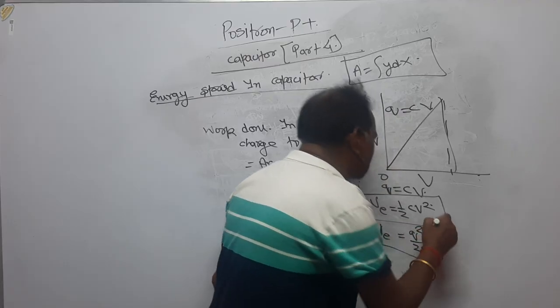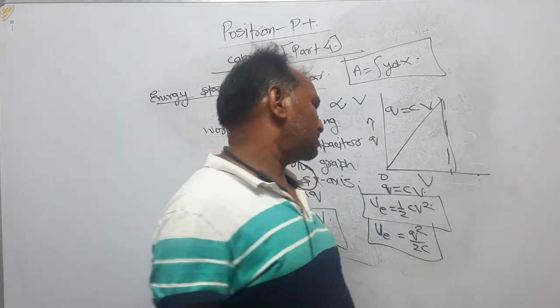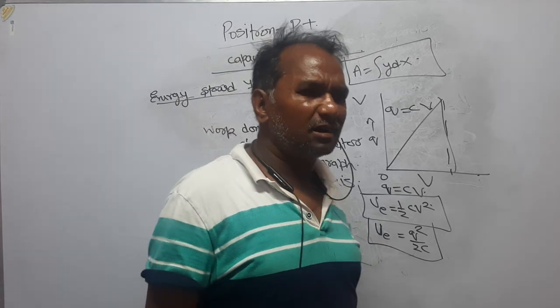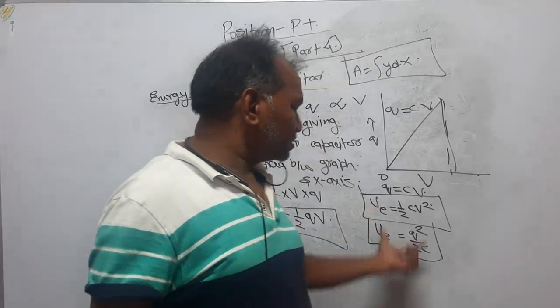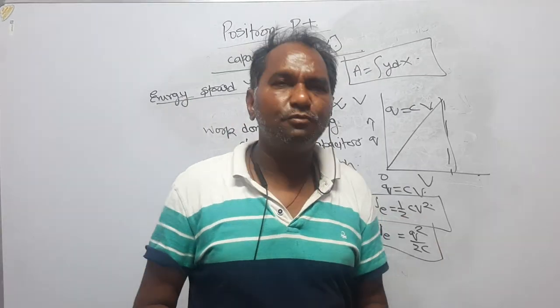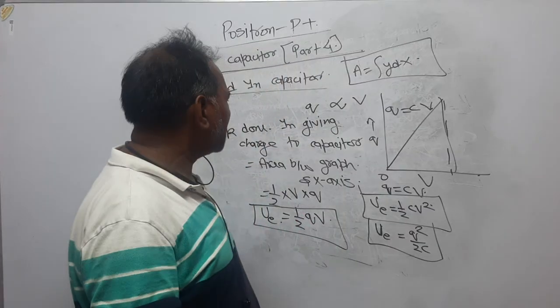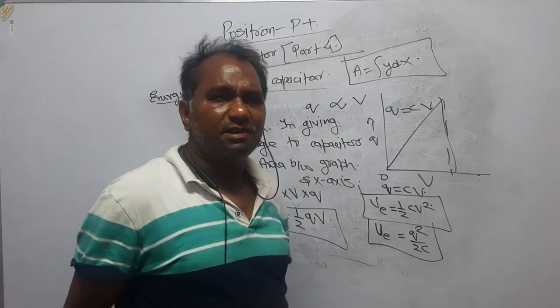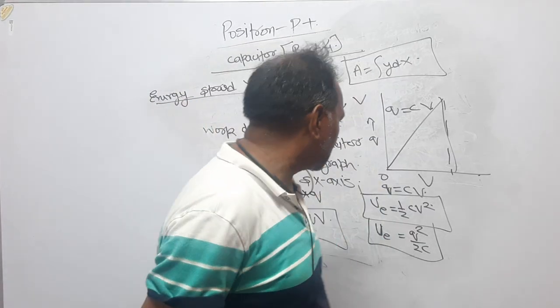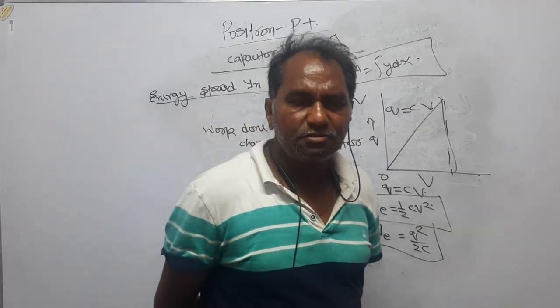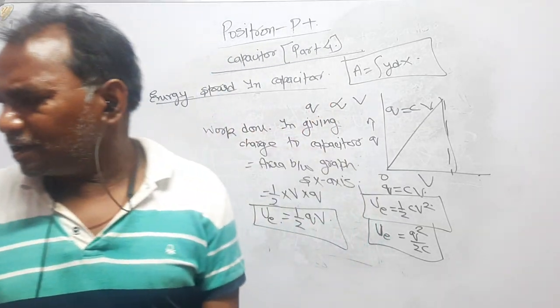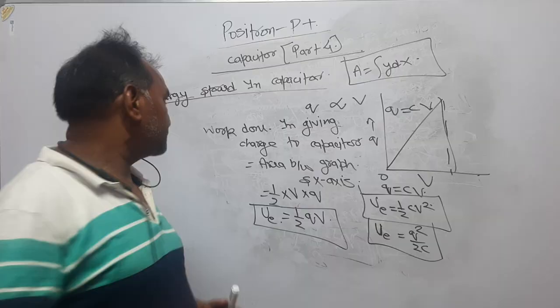Now, dear students, these are the three forms of energy. The formula is simply half CV square or half QV. You can transform this formula into one another. This is the way I have used the graphical method to derive the energy stored in the capacitor. Now, dear students, let's move further.